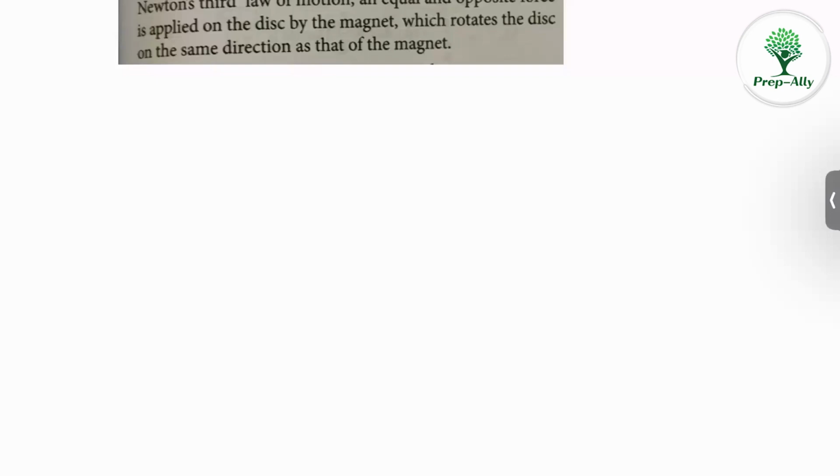The direction of induced current is such that it opposes the change in flux which creates it. To oppose the change in flux, it's trying to maintain the flux. For maintaining the flux, the magnet should be always above the plate. The plate is like this, the magnet is like this.